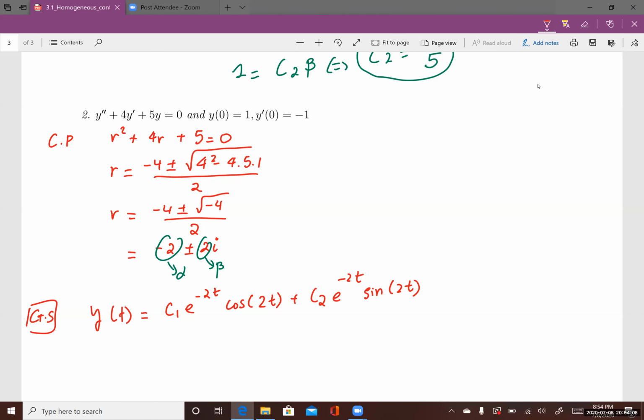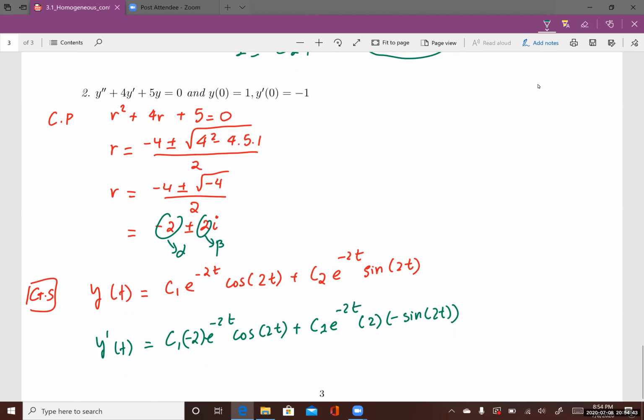And then again, because I want to find the particular solution involving two initial values, I need to find y prime of t. It's going to be C1, you have to use a product rule here. C1, the derivative of the first one will be negative 2 e to the negative 2t cosine of 2t. And then plus C1 e to the negative 2t multiplied by 2 and negative sine of 2t. Okay, so that's y prime.